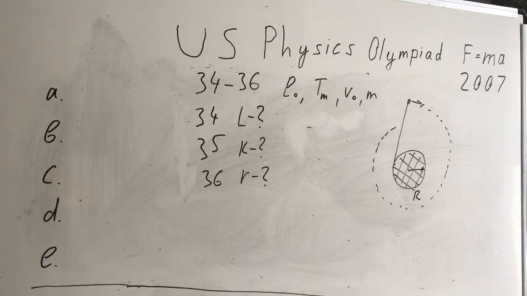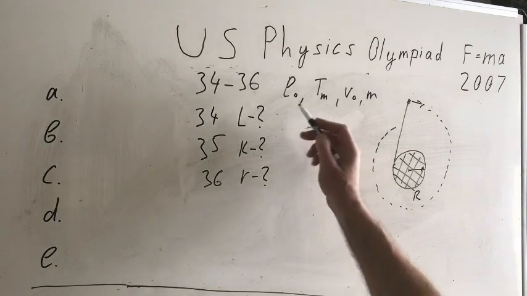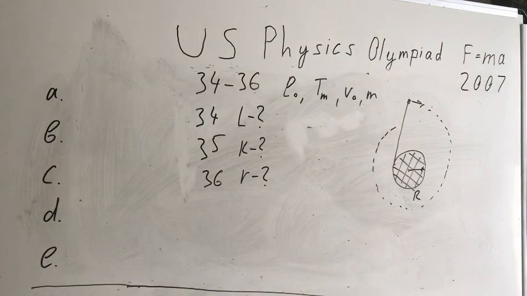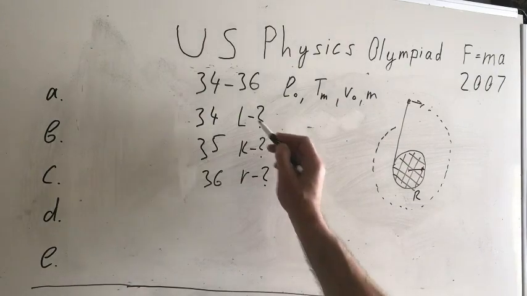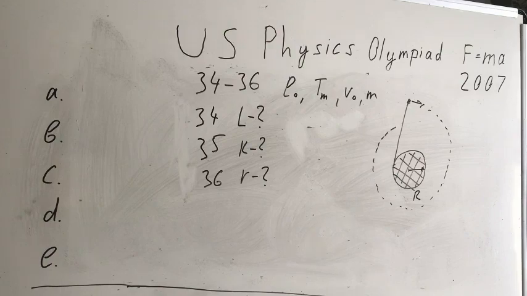All motion occurs on a horizontal frictionless surface. The cylinder remains stationary on the surface and does not rotate. The object moves in such a way that the rope slowly winds up around the cylinder. The rope will break when the tension exceeds T maximum. Express your answer in these parameters. First question. What is the angular momentum of the object with respect to the axis of the cylinder at the instant when the rope breaks? This is question number 34.